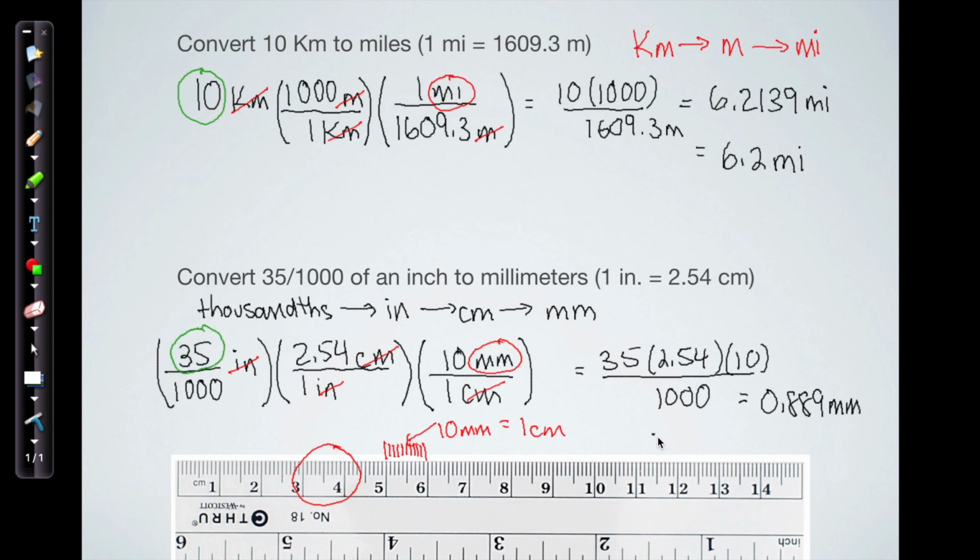We have to look at our original number. It was 35, 2 significant digits. So we really need to round that result to 0.89 millimeters. So 35 thousandths of an inch is the same as 0.89 millimeters.